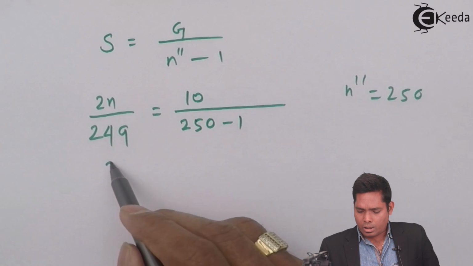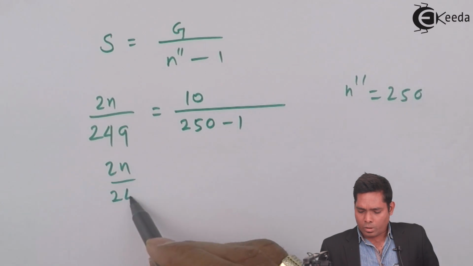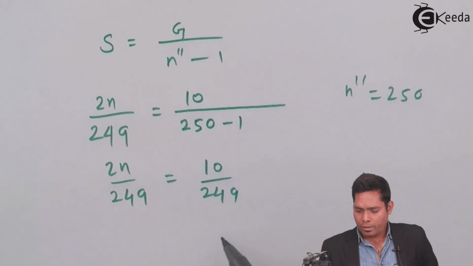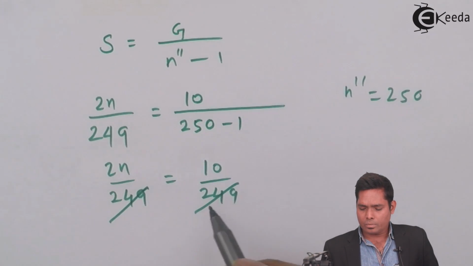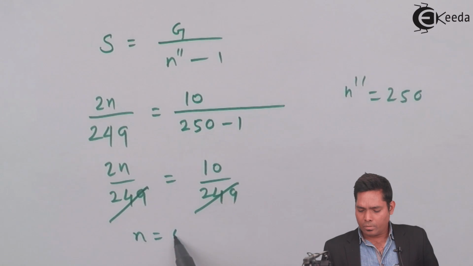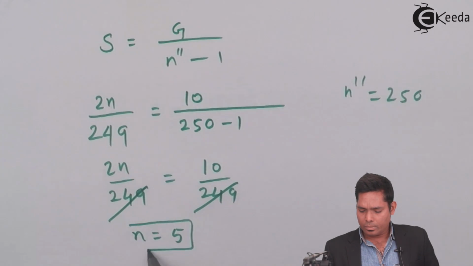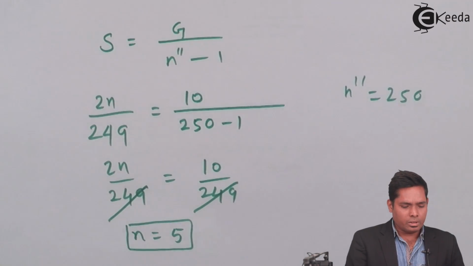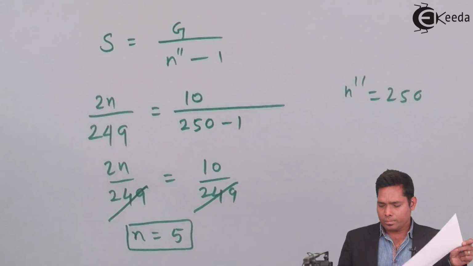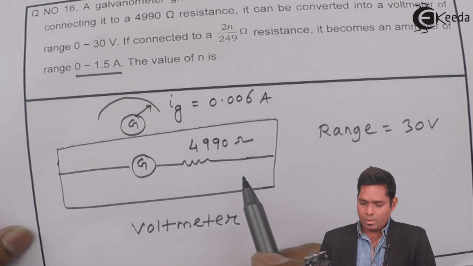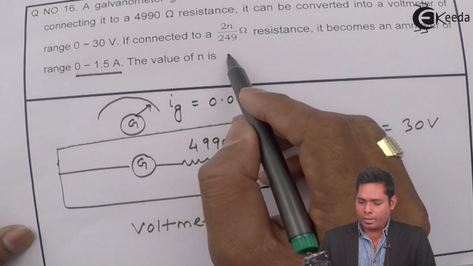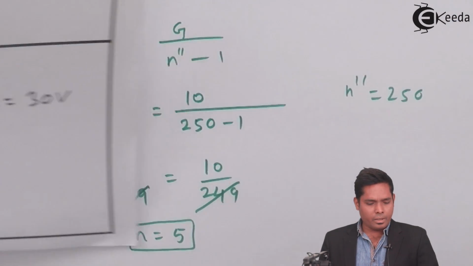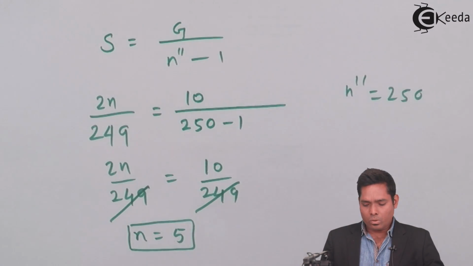So this is 2N divided by 249 equals 10 divided by 249. This will cancel and then N becomes 5. N becomes 5. So that is the answer to this question. So the value of N is 5. This is the answer. But let me just derive an expression for you.